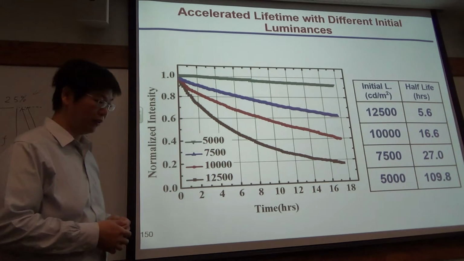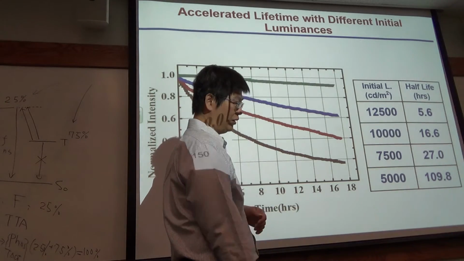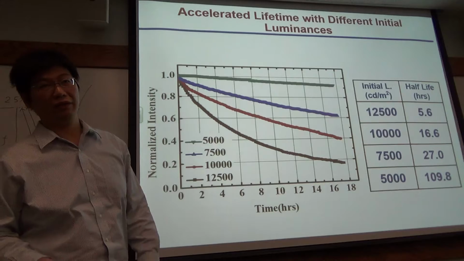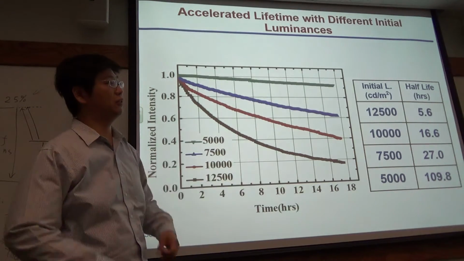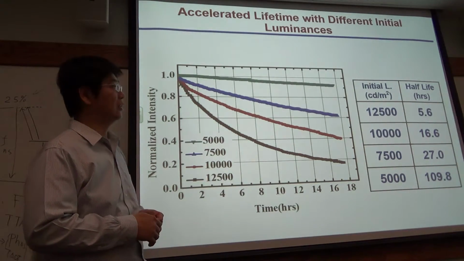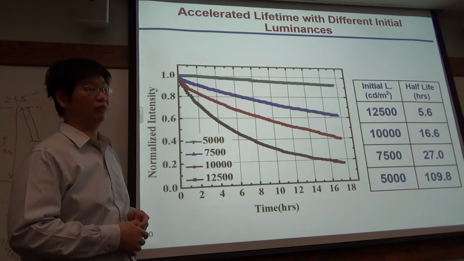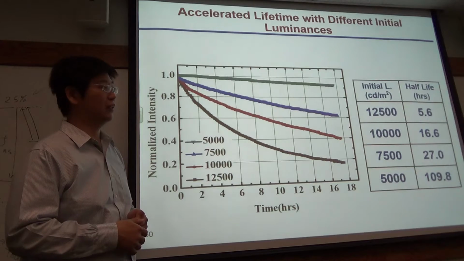Because right now we say we need to use 1 year, 2 years, 10 years. It is typically not easy to measure for such a long time. So we use acceleration measurement. For example, we can increase the luminance, or we can increase the temperature, or something like that.